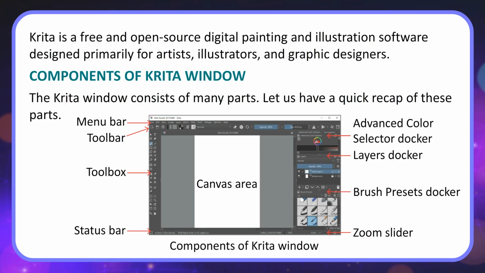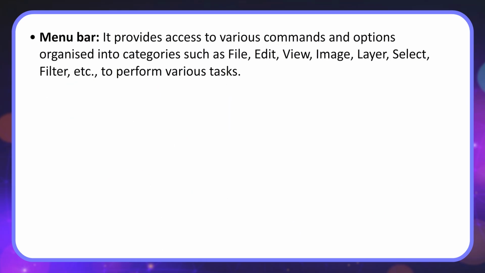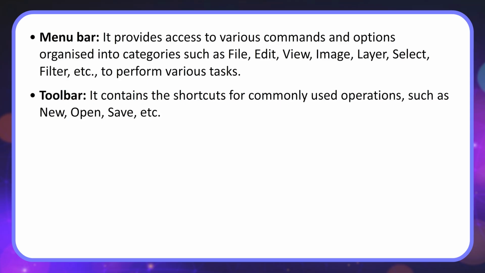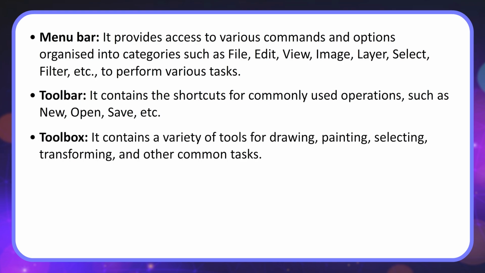Components of Krita window. Menu bar. It provides access to various commands and options organized into categories such as File, Edit, View, Image, Layer, Select, Filter, etc. to perform various tasks. Toolbar. It contains the shortcuts for commonly used operations, such as New, Open, Save, etc. Toolbox. It contains a variety of tools for drawing, painting, selecting, transforming, and other common tasks.